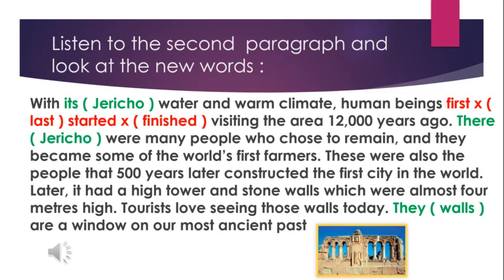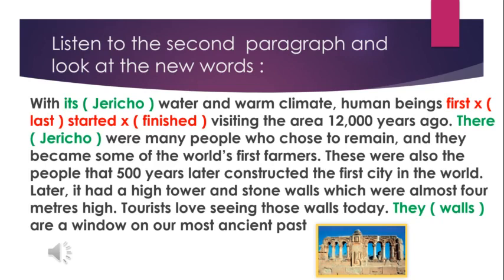There, referring to Jericho, were many people who chose to remain. Many people chose to stay there. Remain has the same meaning as stay. Started is the opposite of finished. There were also people that 500 years later constructed, after they settled there 12,000 years ago, the first city in the world. Constructed has the same meaning as set up. They started to establish the first city in the world, which is Jericho.